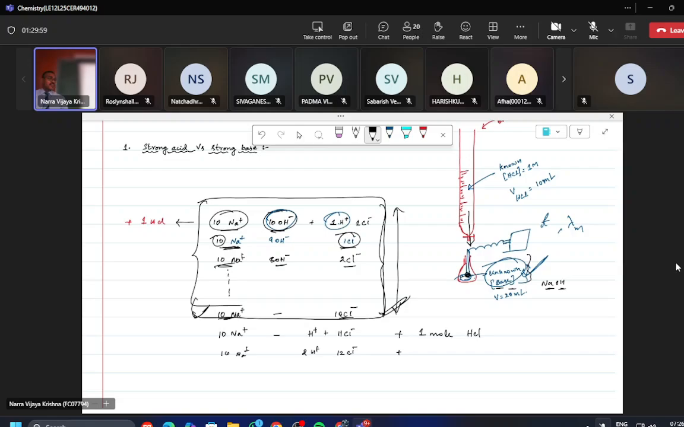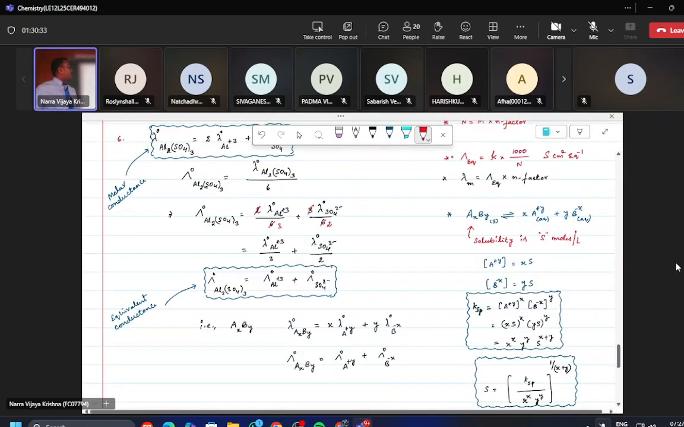Once you cross that equivalence point, what happens to the total number of ions? It increases. Then what happens to electrical conductance suddenly? Up to that point, you are replacing OH minus ions with Cl minus ions. Total number of ions is the same. Na plus ions are constant, they are not changing. But OH minus ions are replaced: instead of 10 OH minus, now it became 9 and 1.